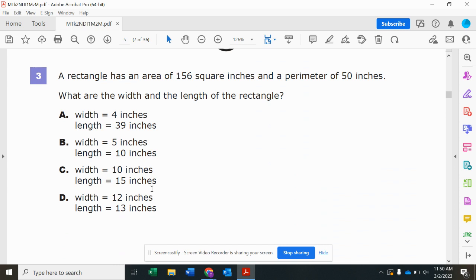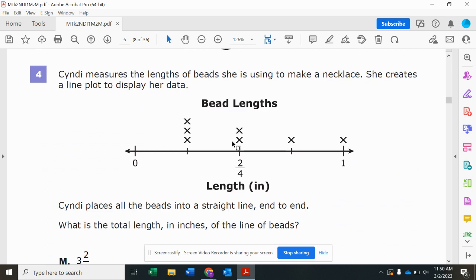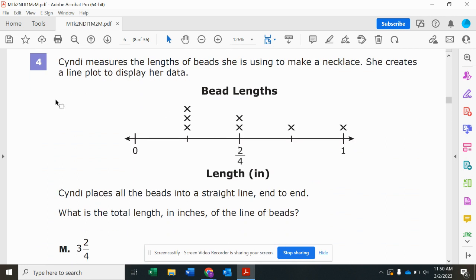3, a rectangle has an area of 156 square inches and a perimeter of 50 inches. What are the width and length of the rectangle? Question 4. Cindy measures the lengths of beads she is using to make a necklace. She creates a line plot to display her data. Cindy places all the beads into a straight line, end to end. What is the total length in inches of the line of beads?